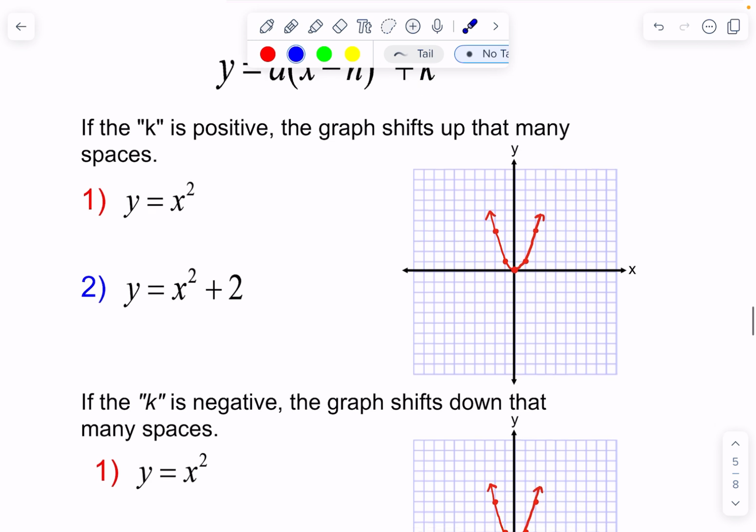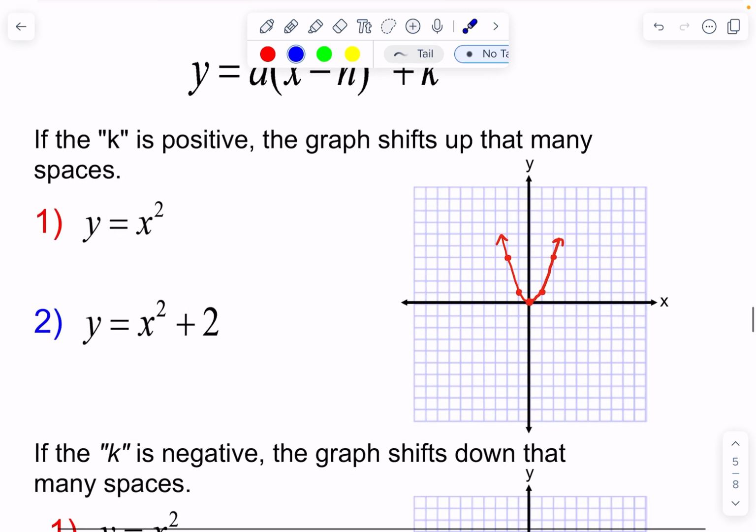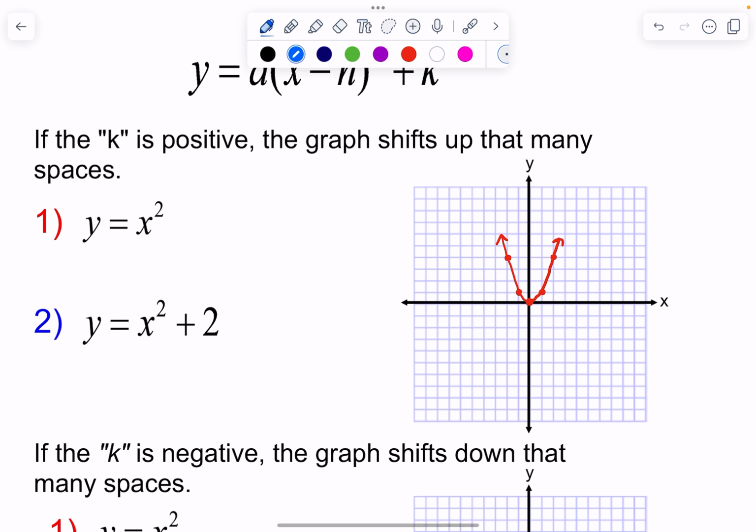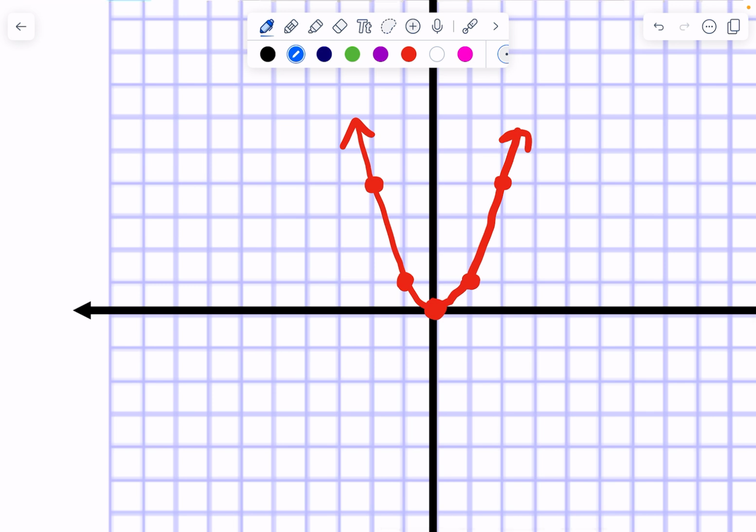Okay, let's investigate k. If the k is positive, the graph shifts up that many spaces. It's that simple. So literally, if I want to graph y equals x squared plus 2, from my parent that I already have graphed here, I'm going to literally shift each point up 2. This first point, I go up 1, 2. This next point, up 1, 2, and so on for each point. And I shifted my graph upwards 2.